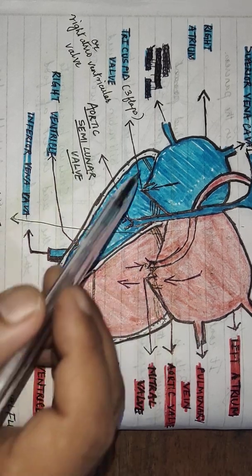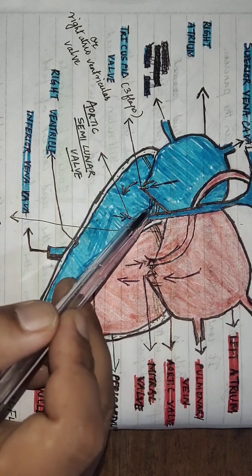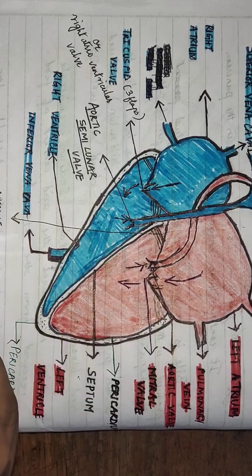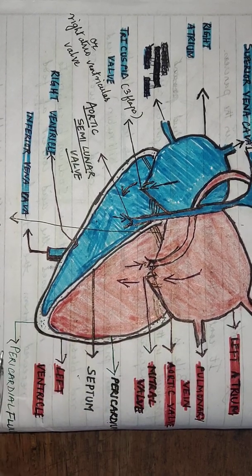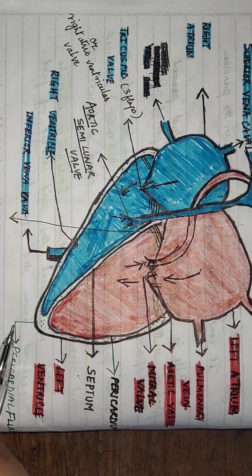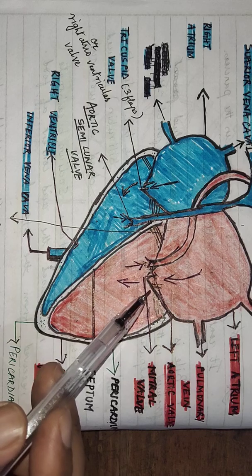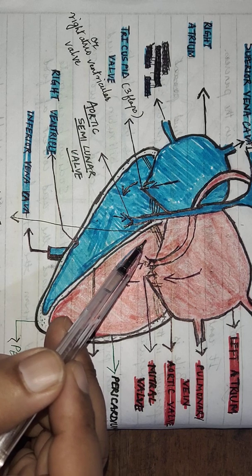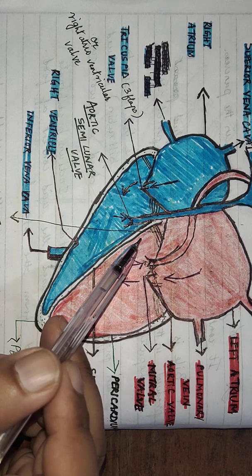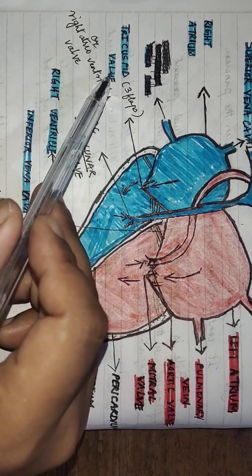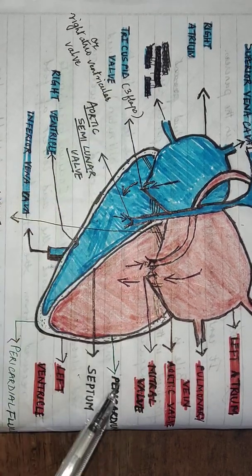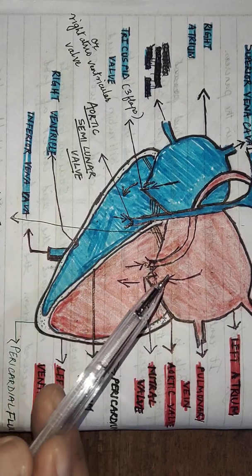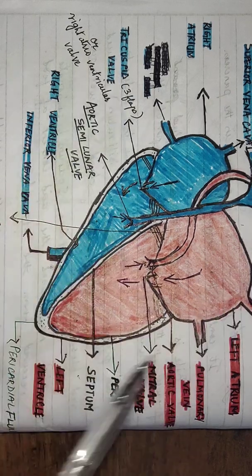Now, very important, we have a thread-like structure over here. Can you see? It's marked. It is known as chordae tendineae. The main function is to hold the bicuspid and tricuspid valves in their places. These valves you are going to learn in detail later when we study the circulation of blood. So this is all about the structure of the heart.